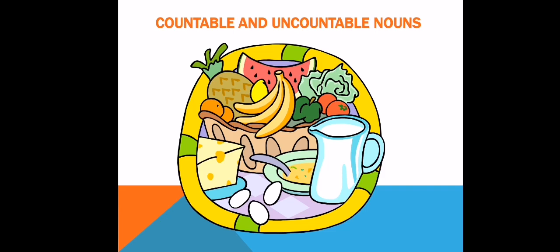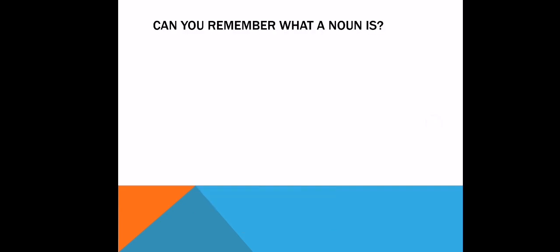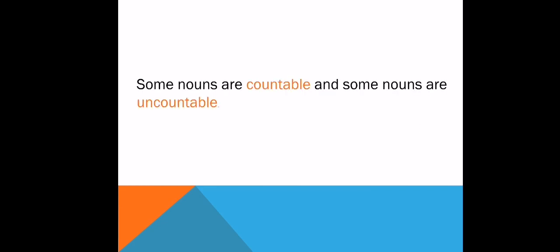So for today we are going to review countable and uncountable nouns. What do you know about nouns? Can you remember? I'm going to explain the noun first. A noun is a person, a place, and a thing. Some nouns are countable and some nouns are uncountable. Countable nouns are nouns that we can count, so we can know how many there are. But for uncountable nouns, we cannot count the nouns. We cannot count the people, we cannot count the thing.